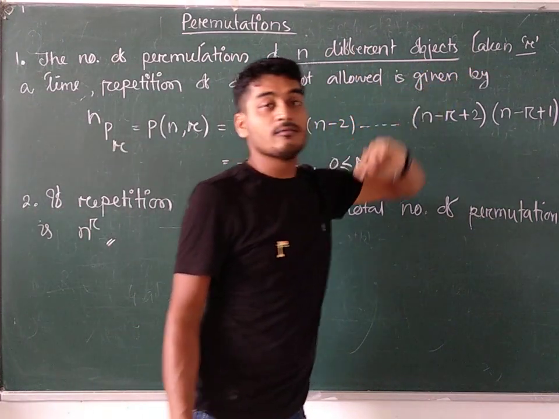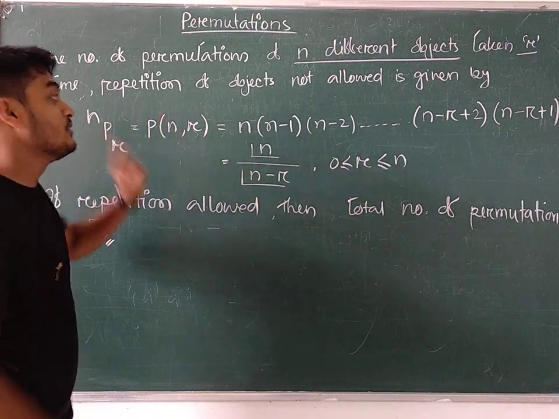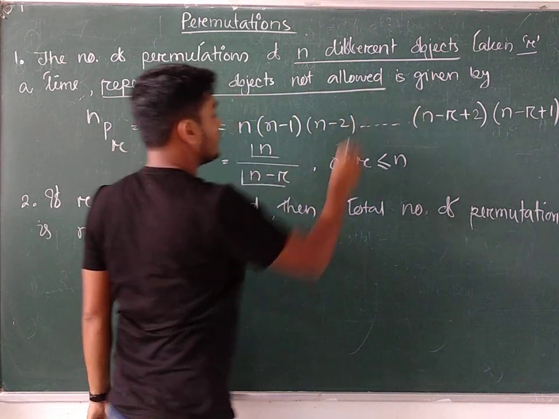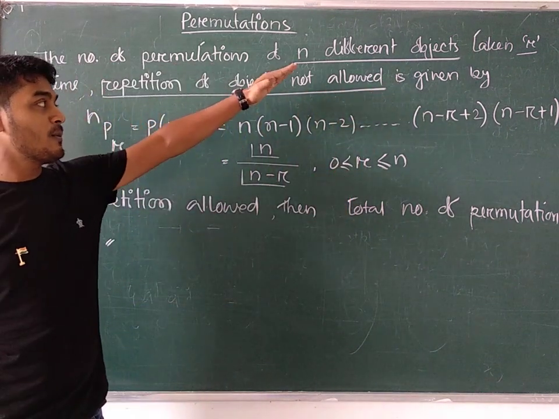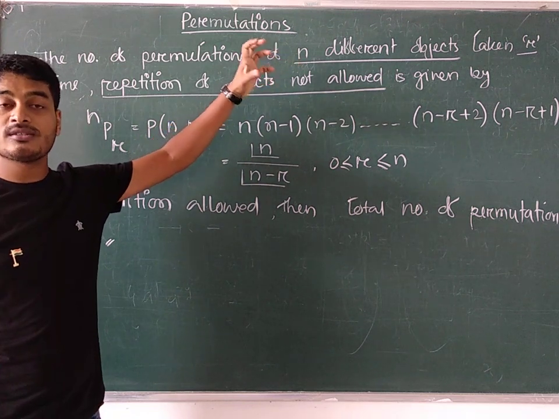Remember, if you consider r objects, then the total, and repetition is not allowed. One other point. 3 points should be given. First of all, whatever may be the objects, all the objects should be distinct.